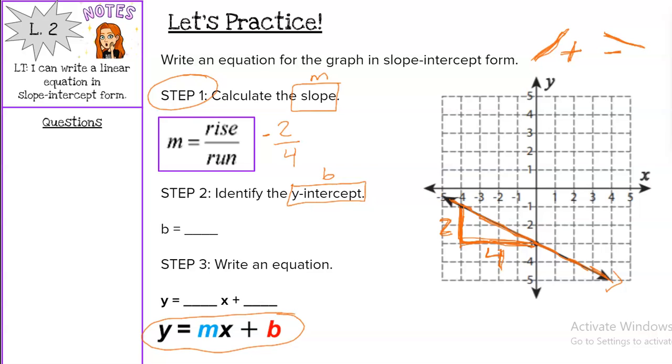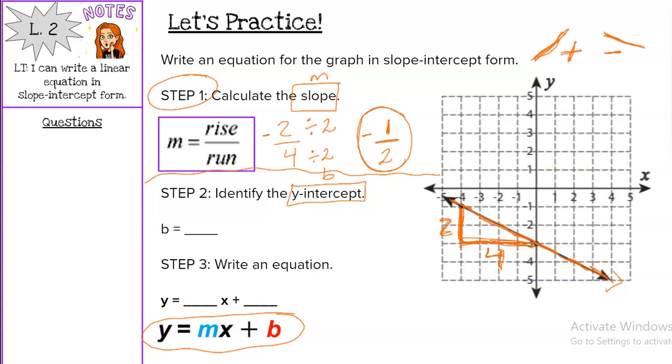Now, if you leave your slope as negative 2 over 4, you're not wrong, but we can simplify that fraction of 2 over 4. Both numerator and denominator can be divided by 2. 2 divided by 2 is 1. 4 divided by 2 is 2, and we keep it negative. So our slope, in simplified form, is negative 1/2.